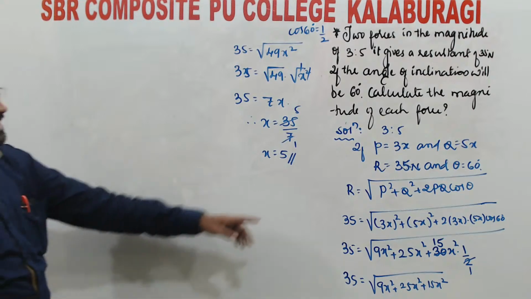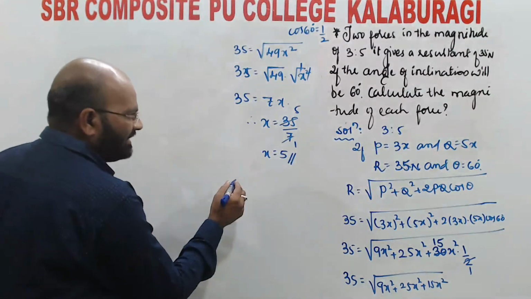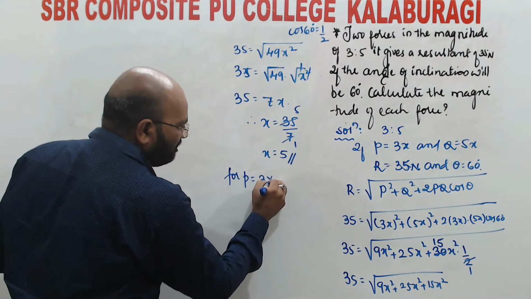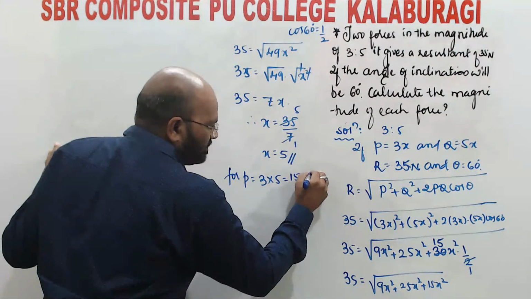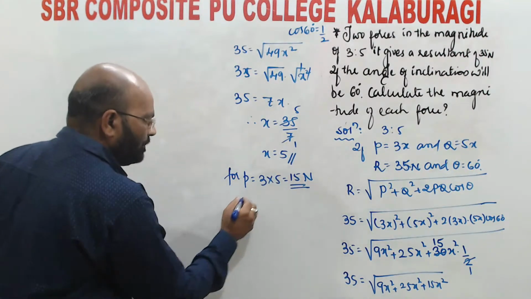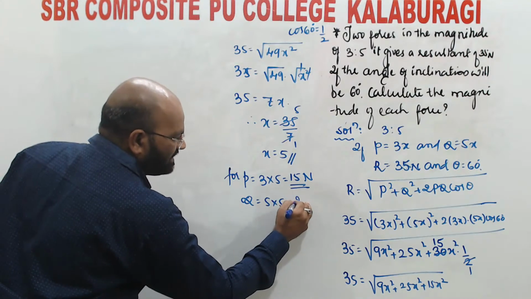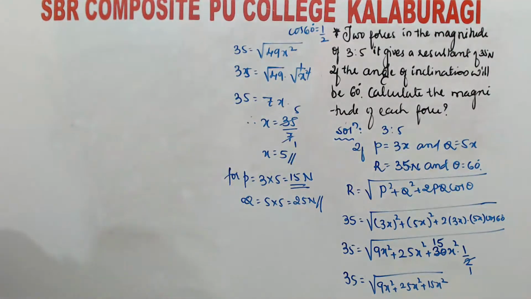Now we can substitute here to get the magnitude of the corresponding values. The value of P is equal to 3 times 5, which is 3 fives are 15 Newton. So P is 15 Newton. Q is equal to 5 times 5, which is 5 fives are 25 Newton. So this is the required answer.